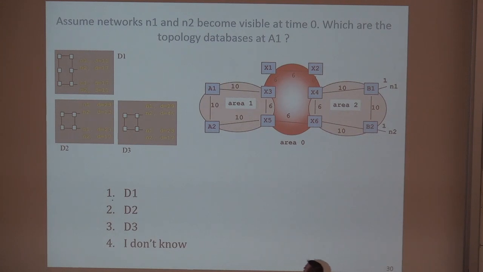Now the question is, I am at A1 and I'm proposing three different views of the topology database that is available at A1. Which one is the correct answer?